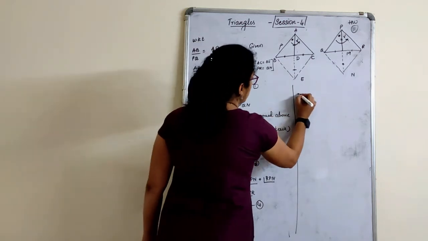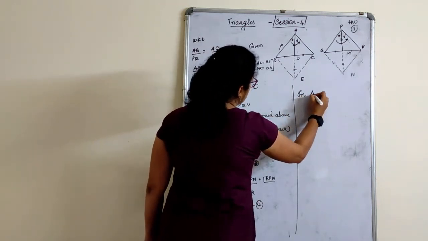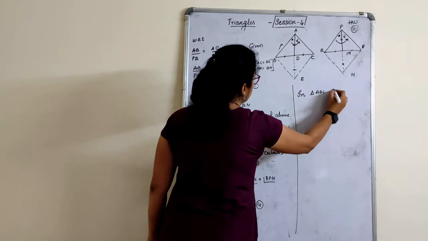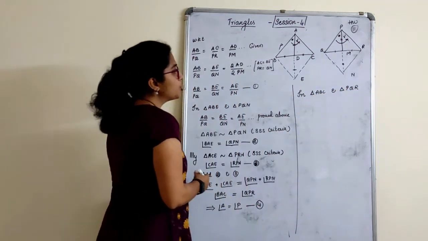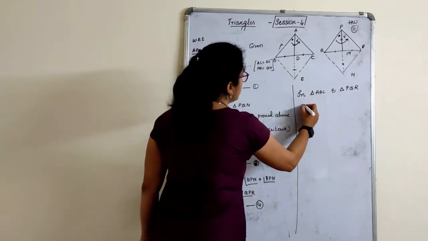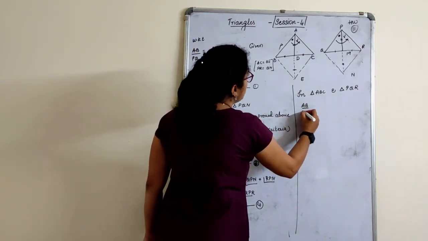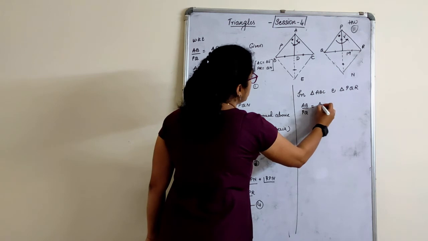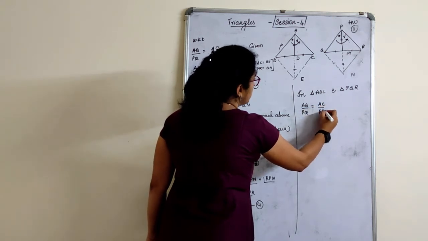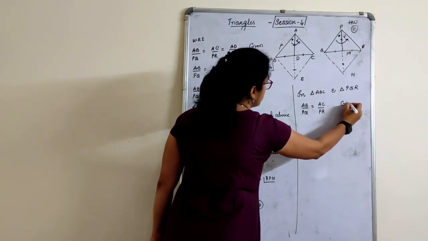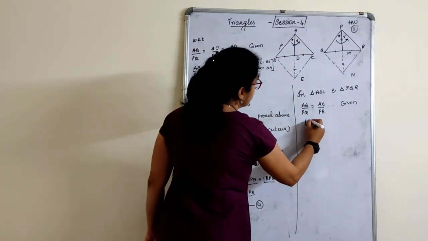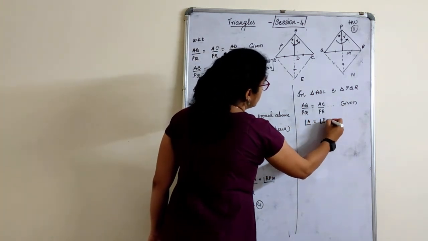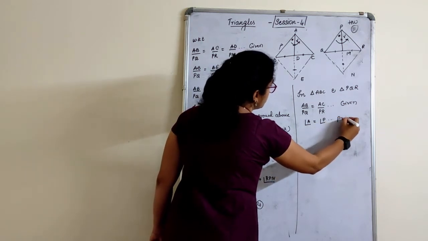Choose the original whole triangle what they have asked. In triangle ABC and triangle PQR, what do we know here? We know that AB upon PQ is equal to AC upon PR. Why? Given. Then we know that angle A is equal to angle P. Proved above.